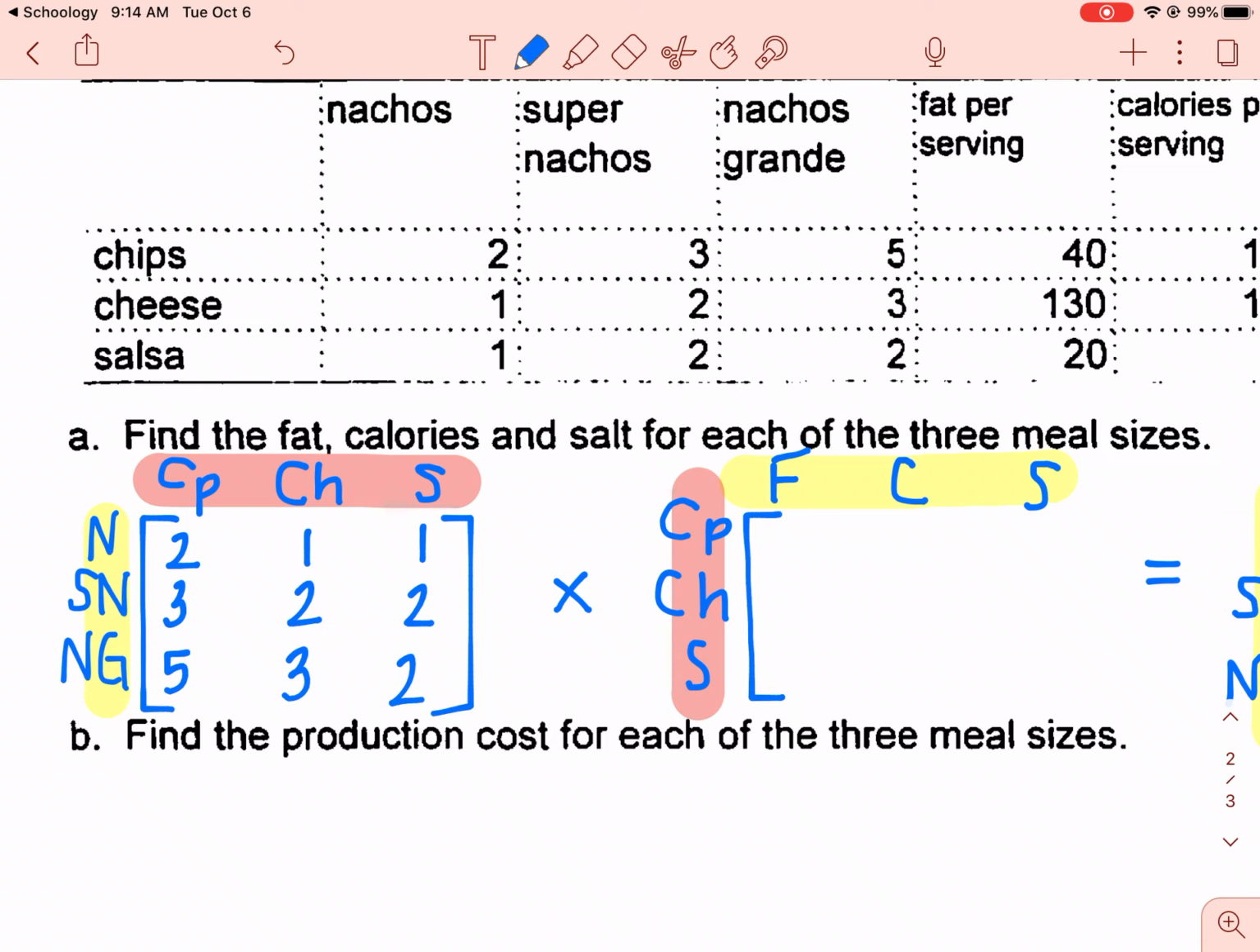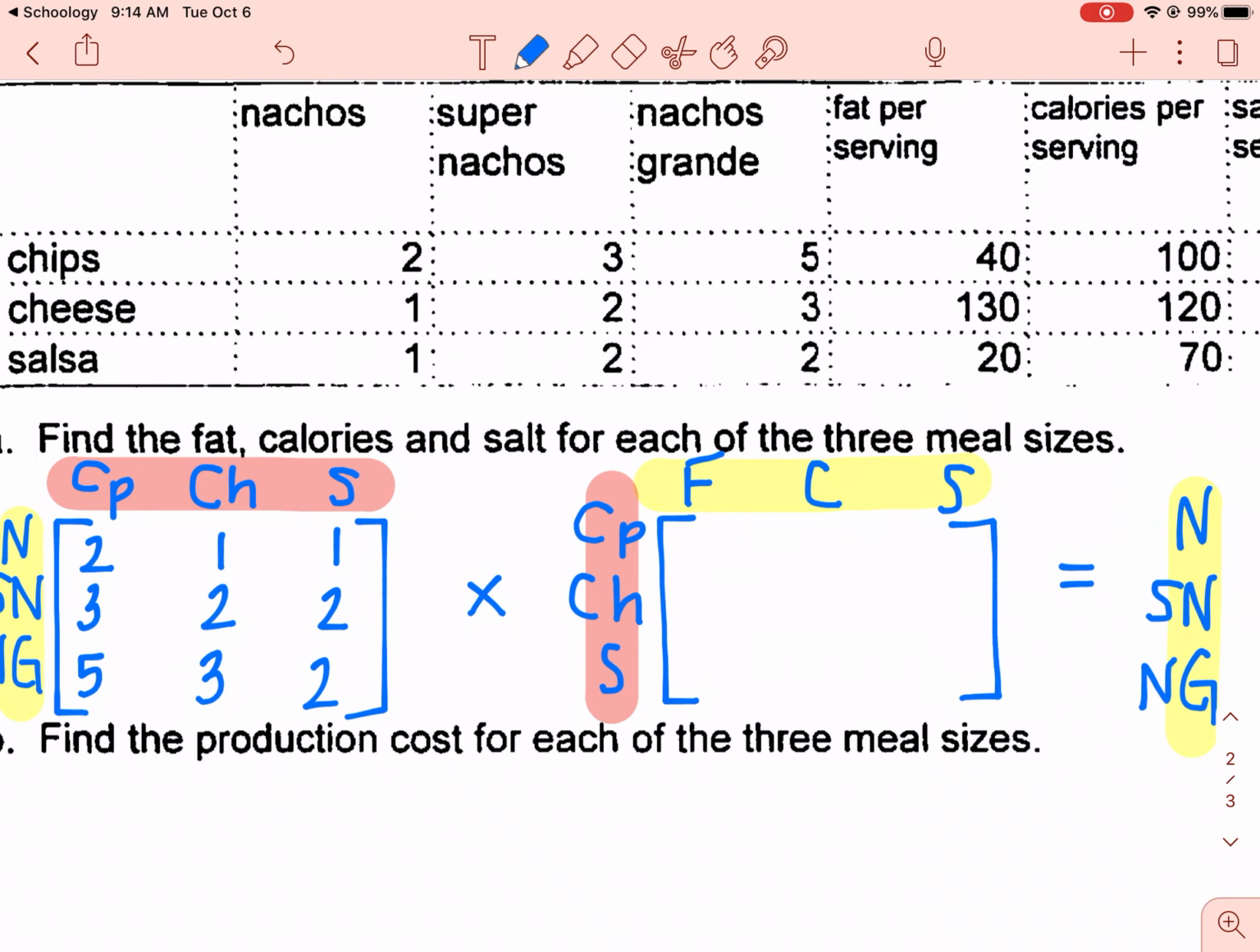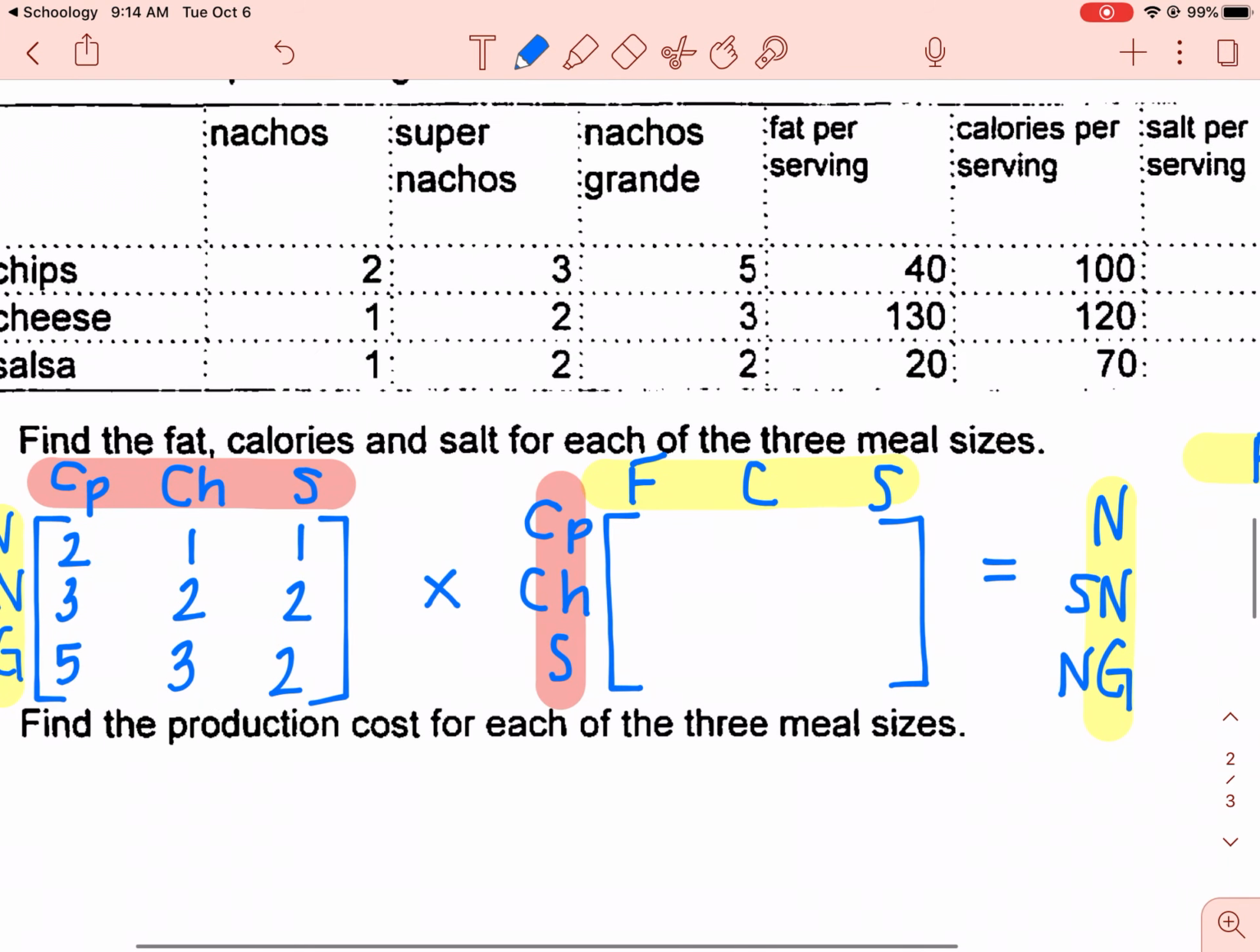Now we're looking at chips, cheese, and salsa compared to the fat, calories, and salt. I'm going to go down a little bit. This one will be 40.